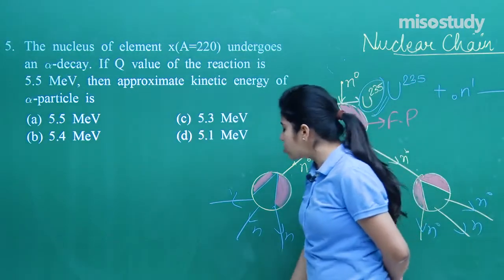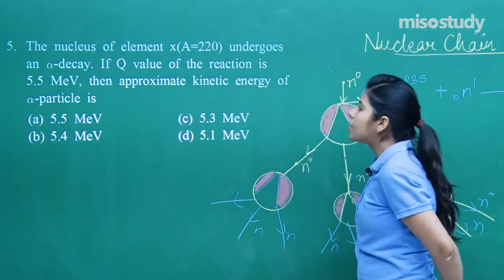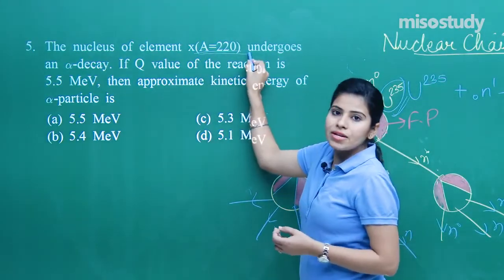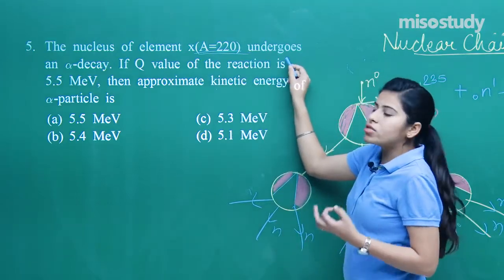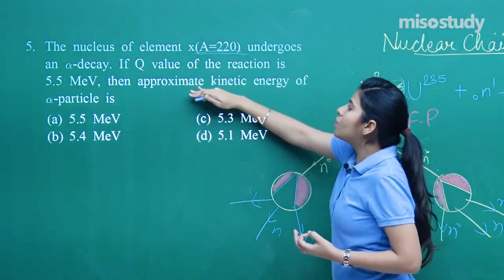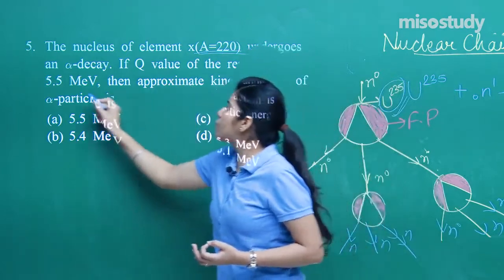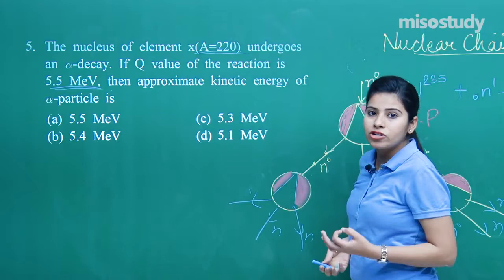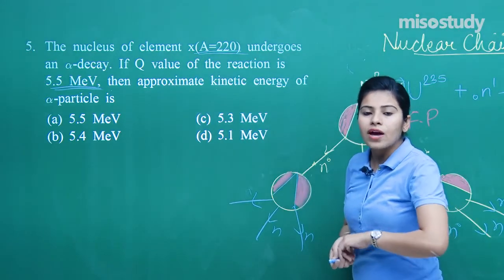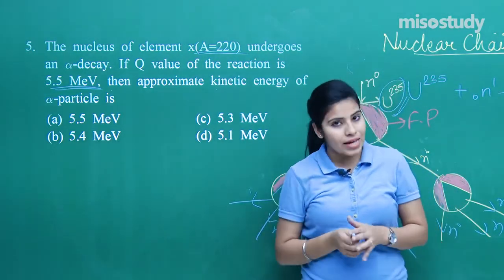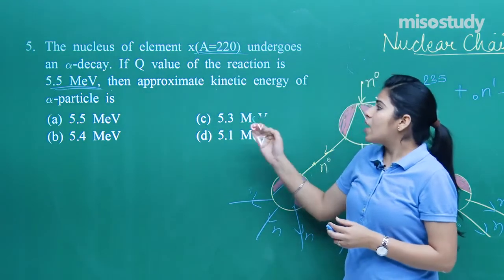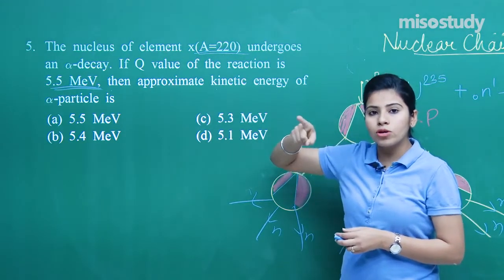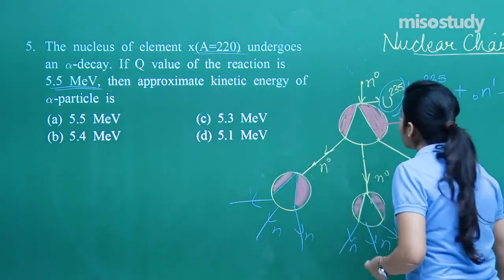Alright, so the question number 5 that I can see from here is: the nucleus of element X, whose mass number is 220, undergoes an alpha decay. If the Q value of the reaction is 5.5 mega electron volt, then what is the approximate kinetic energy of the alpha particle? We have to calculate the approximate kinetic energy, right? So we have been given the Q value. We know that one reaction is going to proceed. Let me just start with the reaction.